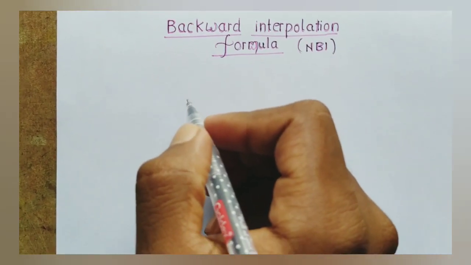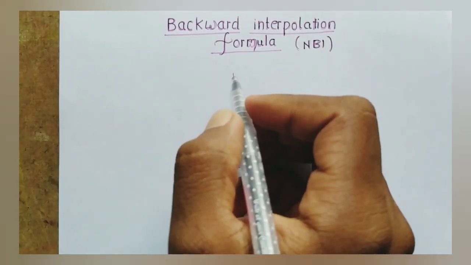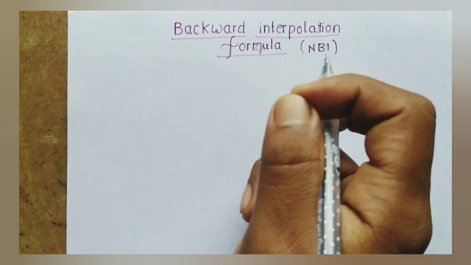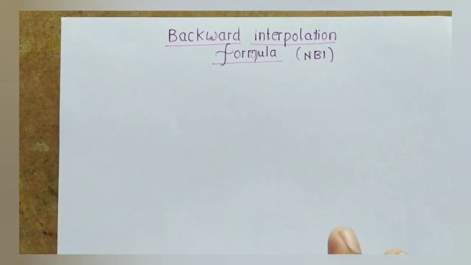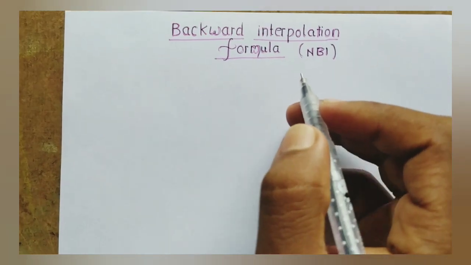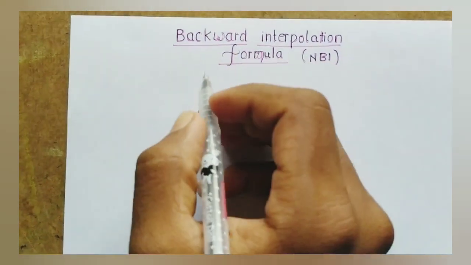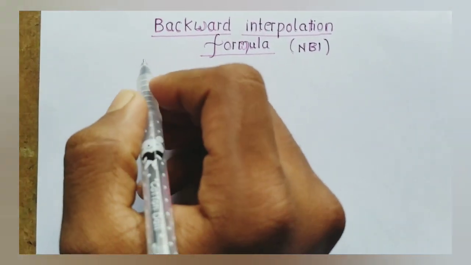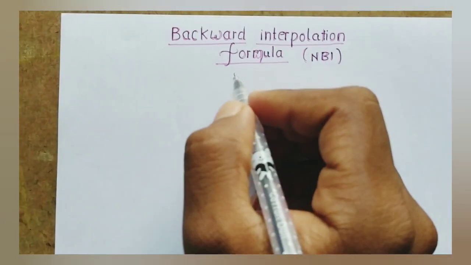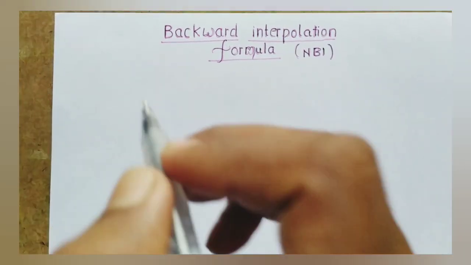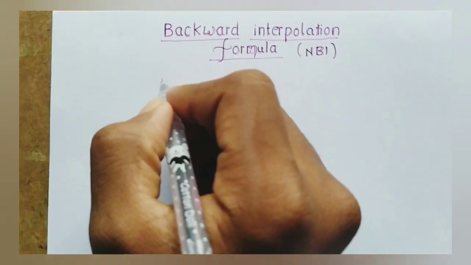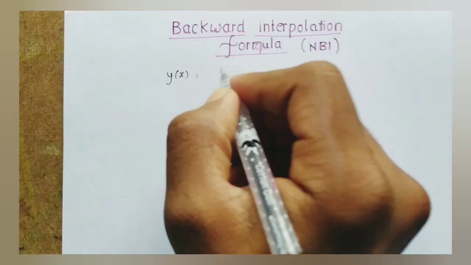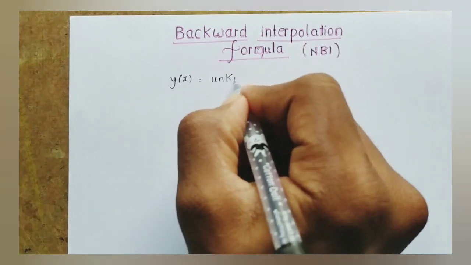Hi friends, in this video we learn about the backward interpolation formula, in which condition this formula is used, and how to use this formula for finding an unknown approximate value for a given x value. Here we know that this formula is used to find the approximate polynomial. Here y is equal to y of x. This is the unknown value.